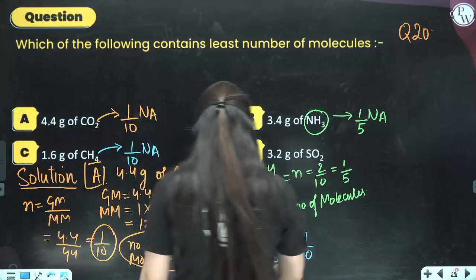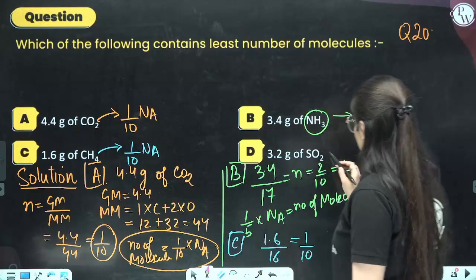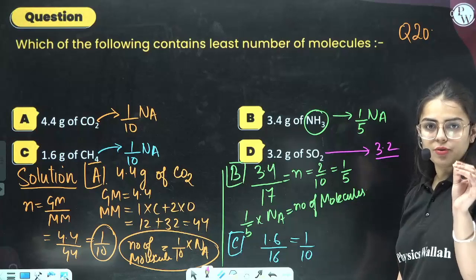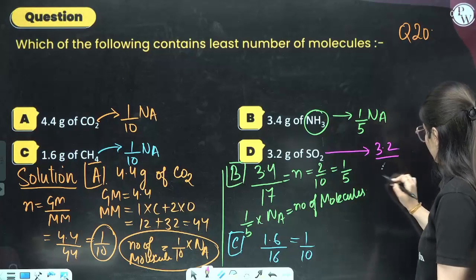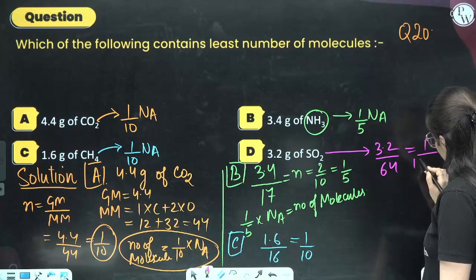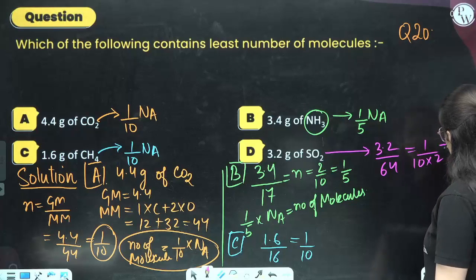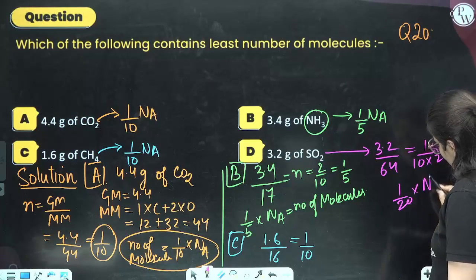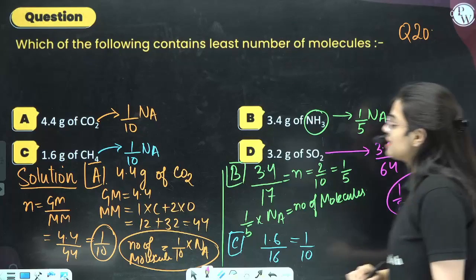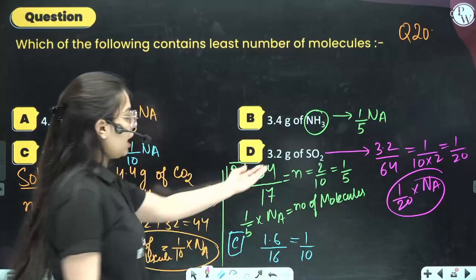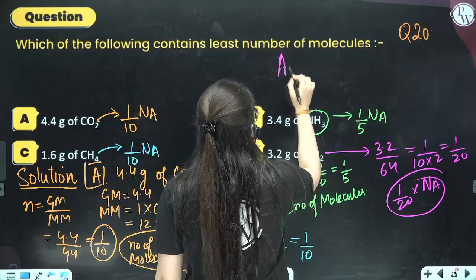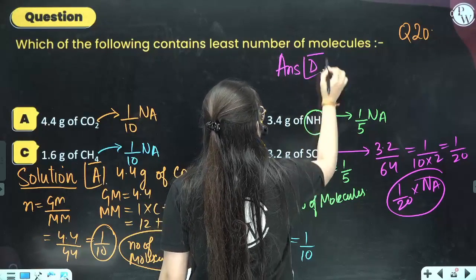Now comes the D option. Given mass is 3.2 by molecular mass of SO2. For sulfur 32, for O2 32 plus 32, 64. So 3.2 by 64 will be 1 by 20 moles. When you multiply moles with Avogadro number, it is molecules. If they are asking the least number, option D has the least number of molecules. Hence, our answer came out to be option D.